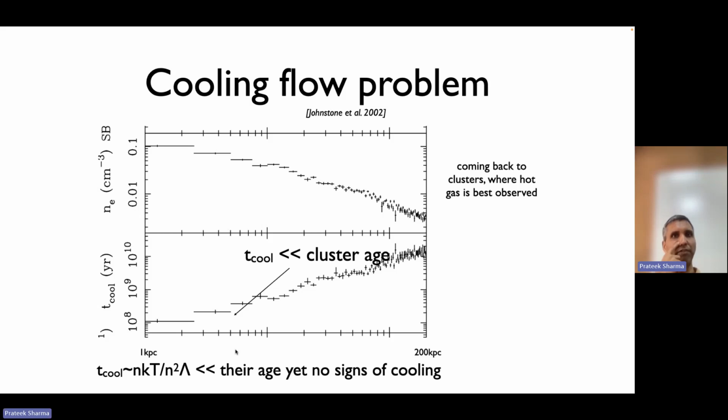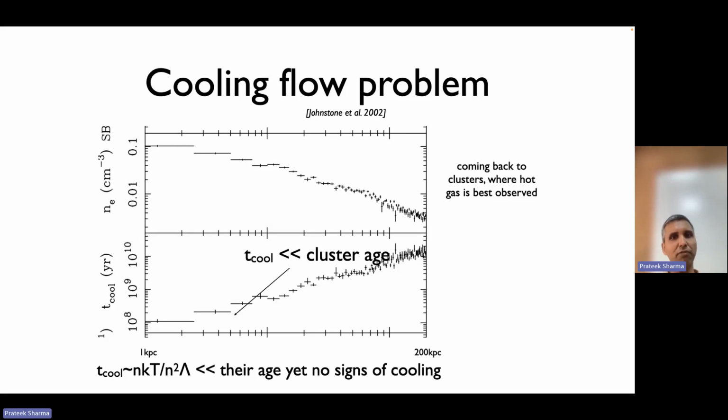So there's something called the cooling flow problem. I mentioned cooling is an important ingredient for galaxy formation. So how do we know that feedback is also important? This is evidence for that. This is a well-known problem in galaxy clusters, the cooling flow problem. Once you measure the density and temperature profiles of a nearby galaxy cluster like this, the temperature profile is not shown, but you can measure it by the procedure that I outlined. So once you have n and T, you can measure t_cool. That's nothing but 3/2 nkT divided by n squared lambda.